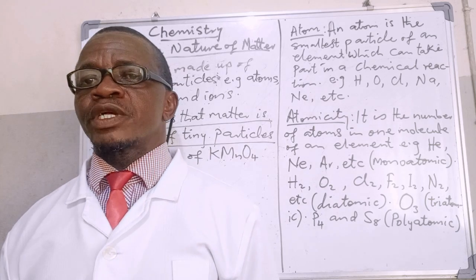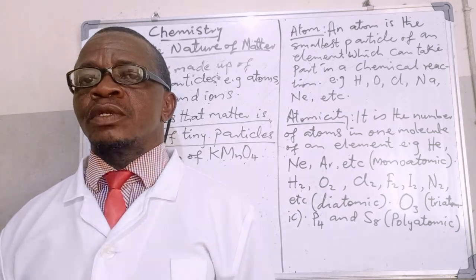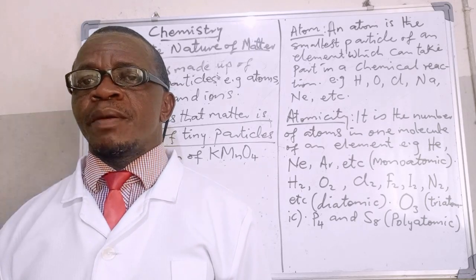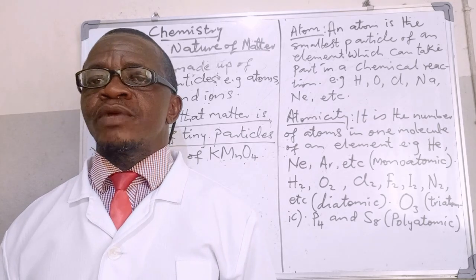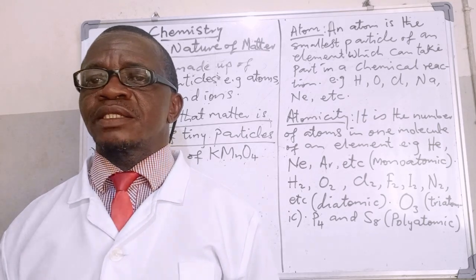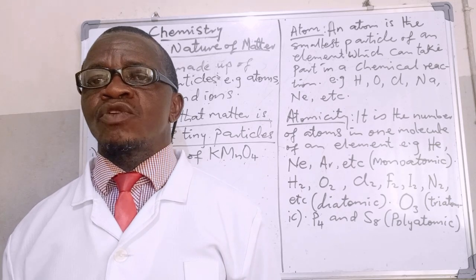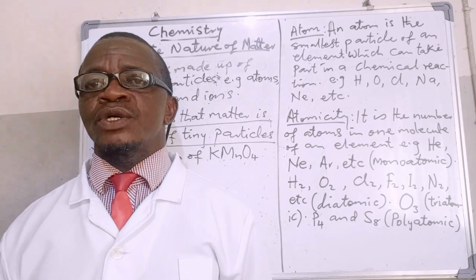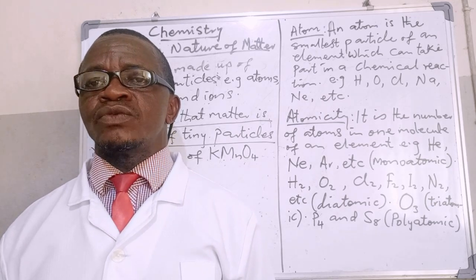In today's chemistry class, we are going to talk about the tiny nature of matter. Matter is made up of tiny, tiny particles. By the way, I believe you still remember what we learned last time about matter, that matter is anything that has mass and occupies space. And now we want to talk about the tiny nature of matter, that matter is made up of tiny particles.